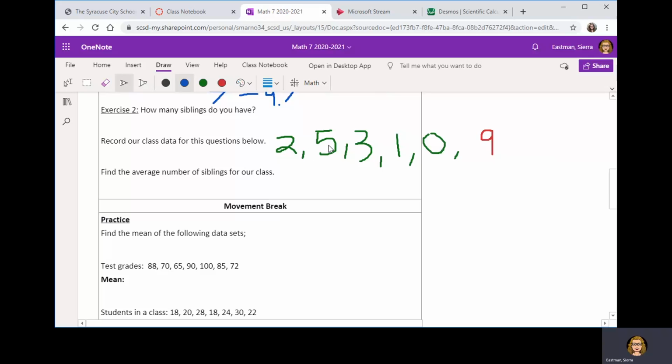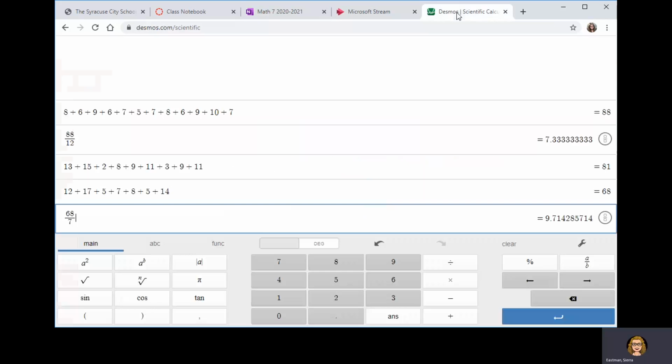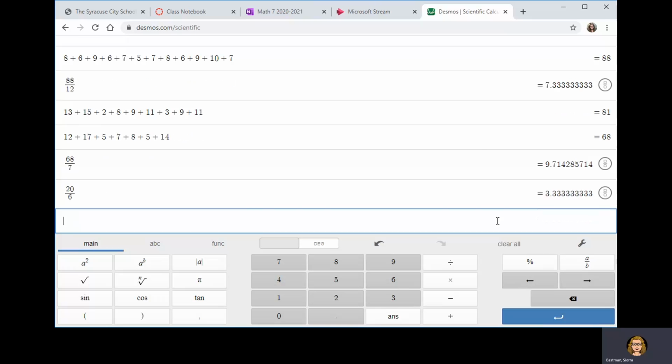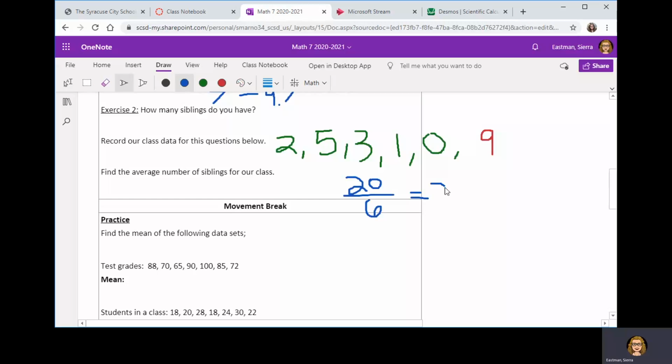Okay. 2 plus 5 is 7, plus 3 is 10, plus 1 is 11, plus 9 actually turns out to be a perfect 20. I didn't even try to add the 0. That doesn't change anything. Perfect 20 there. We have 1, 2, 3, 4, 5, 6 numbers. And so 20 divided by 6 is going to be my average. And so if you try that with your amount of siblings, you'll kind of see how the average changes. Mine is 3.3 repeating. Yours could be something totally different.